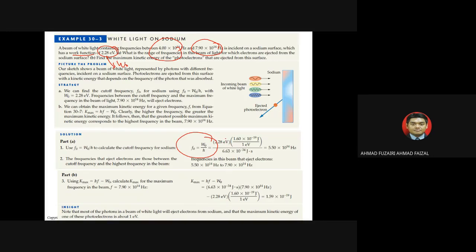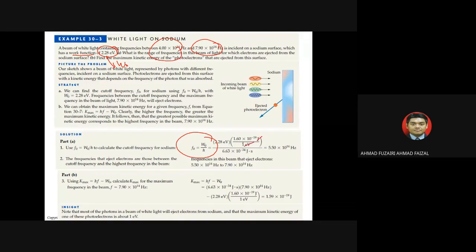Remember, the work function is given in electron volts. Again, I will explain: 2.28 is in electron volts because we want to cancel out with Planck's constant, which has joule seconds unit. So you cannot do 2.28 divided by 6.63, you will not get the right answer. You need to convert it to joules. So 1 electron volt is equivalent to 1.6 times 10 to the power of negative 19 joules.